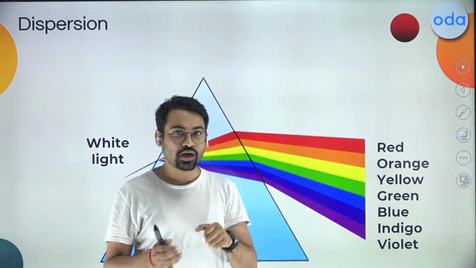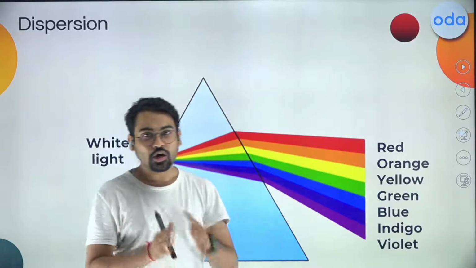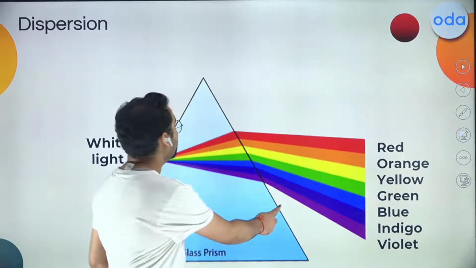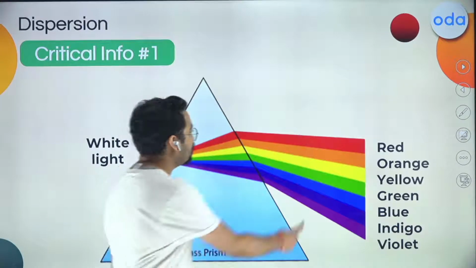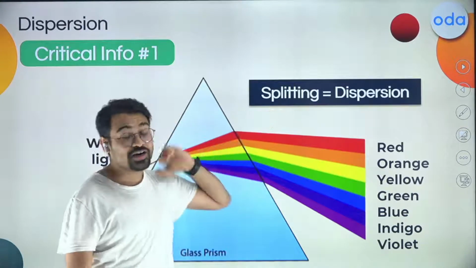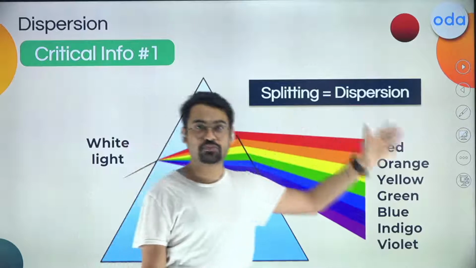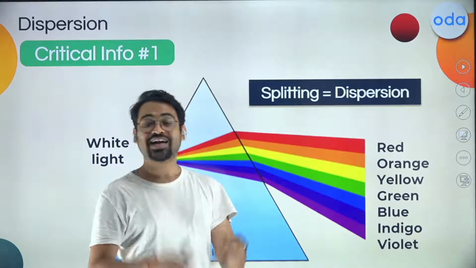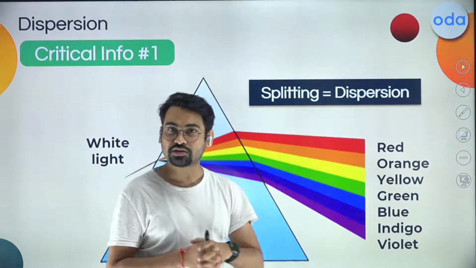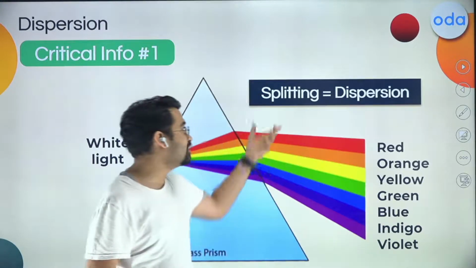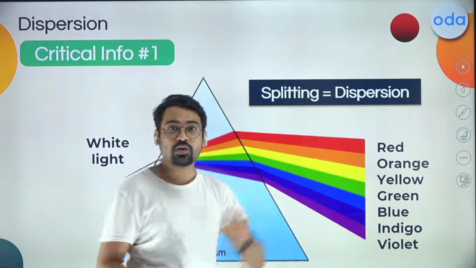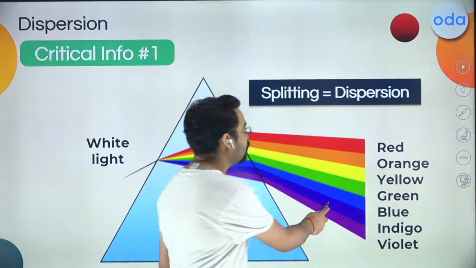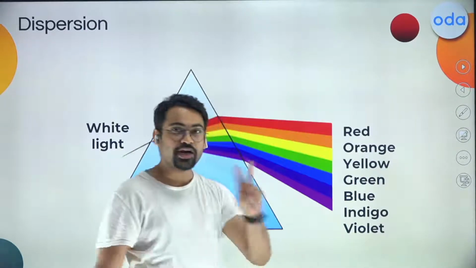So that is where a lot of teachers, a lot of books will be using another term for dispersion. And let me talk about the first critical fact, that some people call it splitting instead of dispersion, that the light splits into seven colors. The light disperses into seven colors. Both the things are same. You just need to understand that both these terms will mean the same thing. So I hope this critical info number one is clear to you. Let's move on to the second info now.